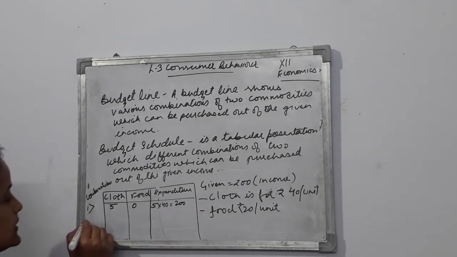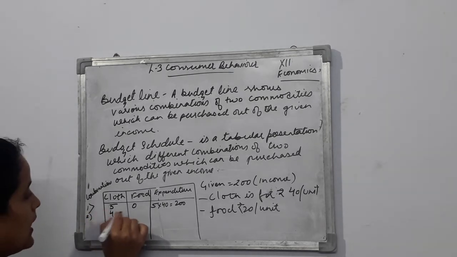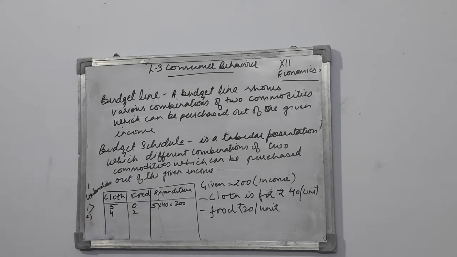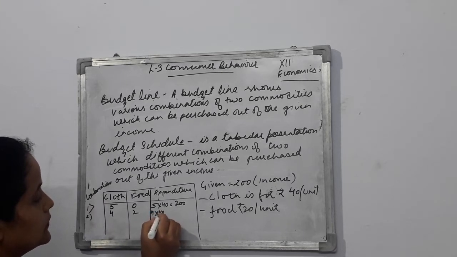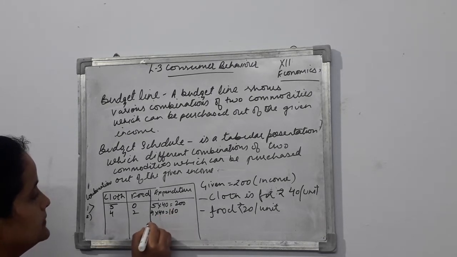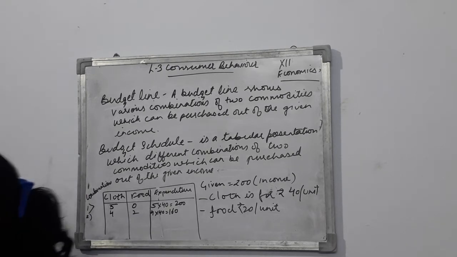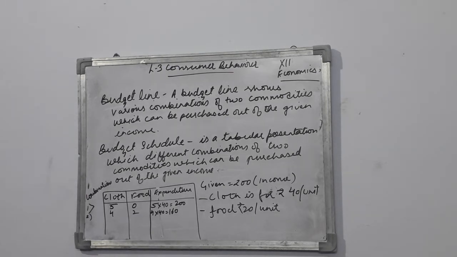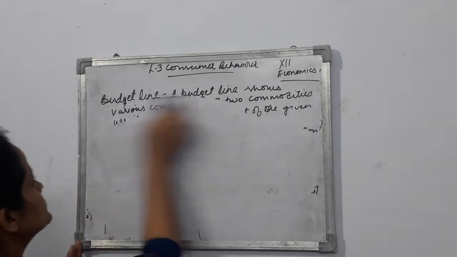Now the another schedule, another option that you have is 4 of cloth and 2 of food. So in this case 4 into 40 gives you 160, right? And 2 of cloth. I will draw it again because there is very less space. So just draw this on a complete. This is not going to provide space to us, so we will draw it here.